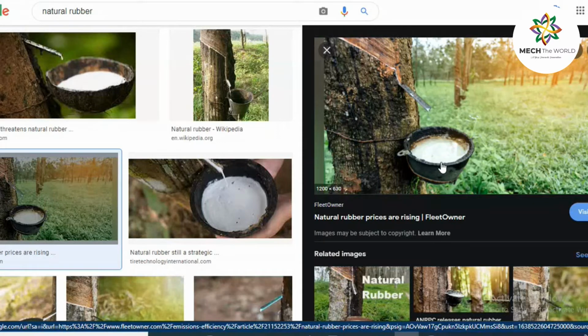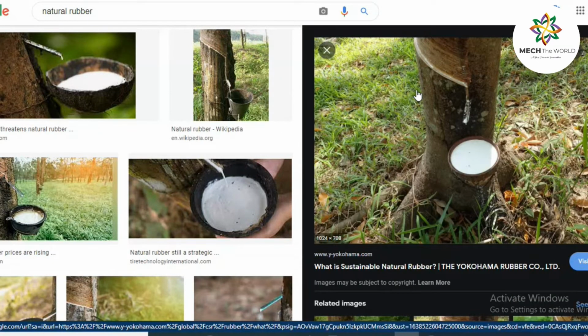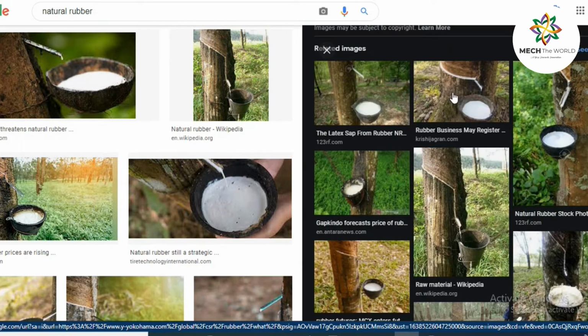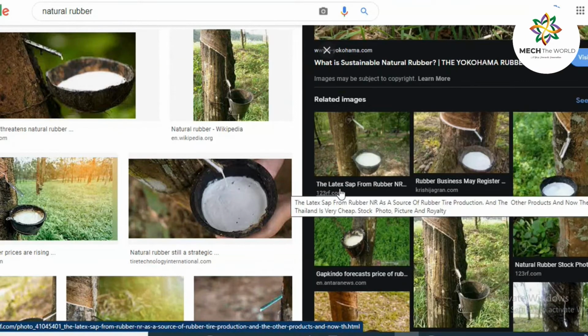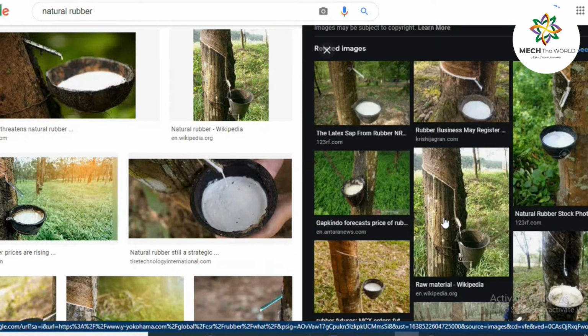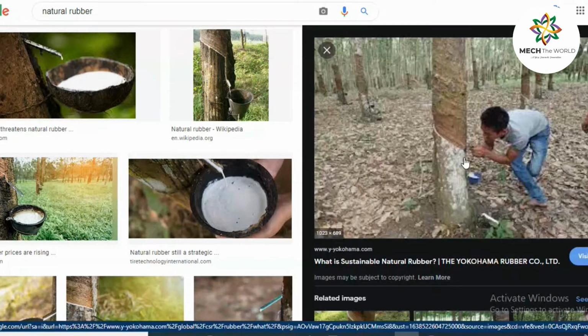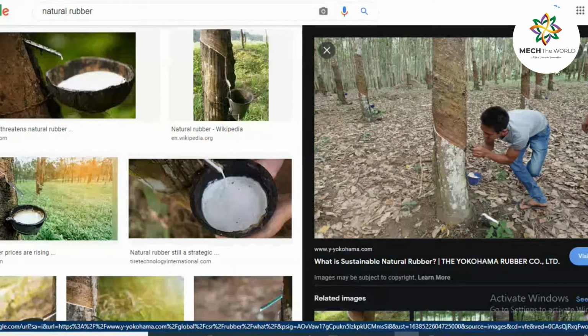A collector is being used. Only certain kinds of trees produce this natural rubber. Not all trees produce natural rubber, only some of them. This is also called latex or natural rubber. Likewise, if you see, most of the trees are cut in such a manner that if the tree secretes the latex, it is collected through this passage only and in this container only.